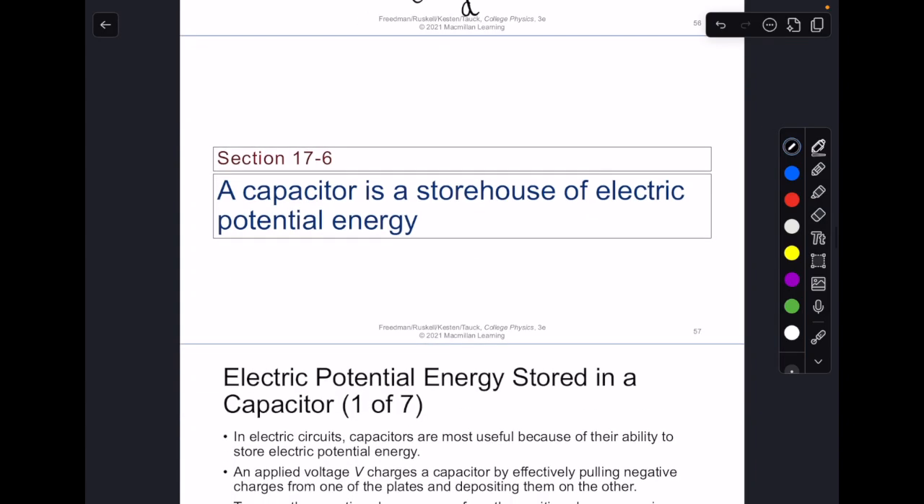So I mentioned already, what is the purpose of the capacitor? Capacitors store energy, okay? They store electric potential energy. So we're going to analyze the capacitor now in terms of energy.